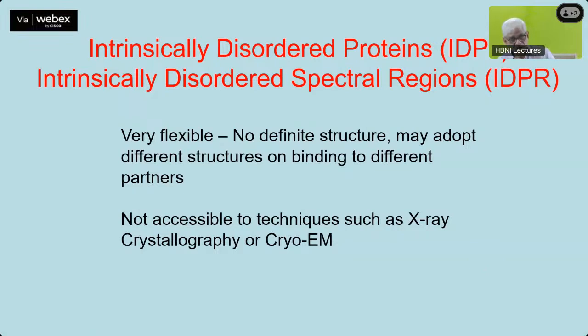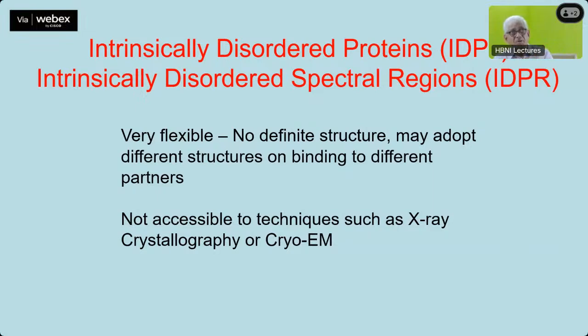Okay, so you go over to this new class of proteins which are called intrinsically disordered proteins or intrinsically disordered regions, IDPs or IDPRs. I mentioned this before when I talked about the general introduction to the protein world, that these proteins are now becoming important from the point of view of understanding biological functions. These are very flexible, with no definite structure, and may adopt different structures on binding to different partners. And binding is a very common thing in biology, right?